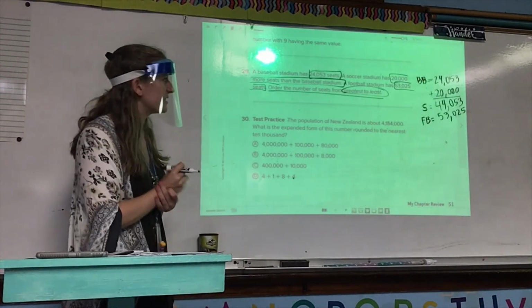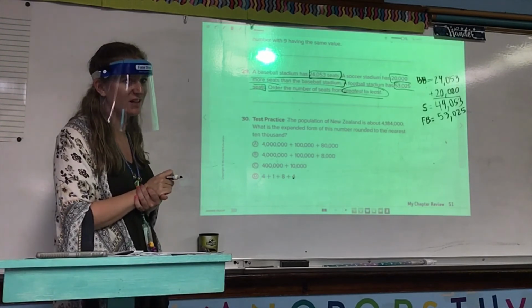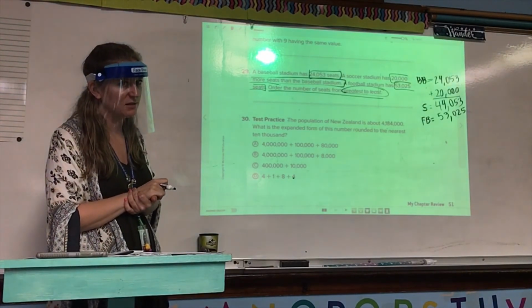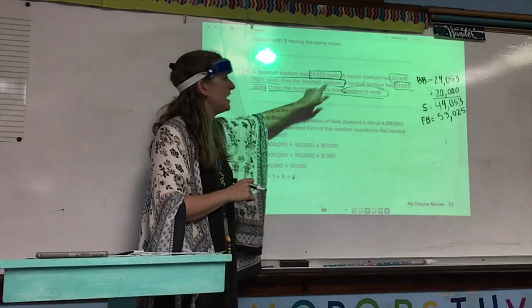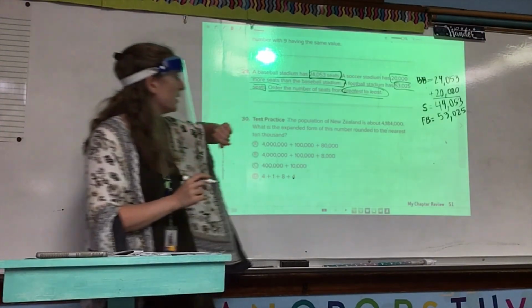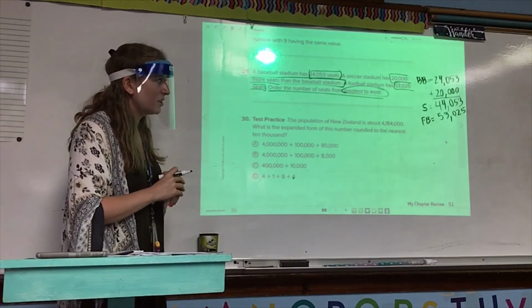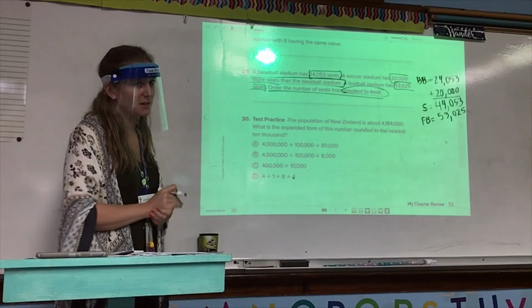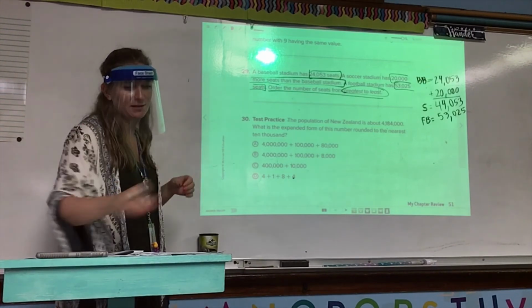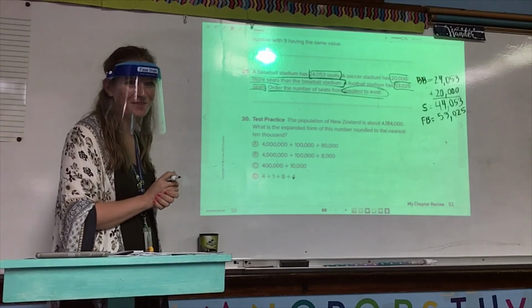So are we putting the word for the stadium, or are we putting the number for the amount of seats? Number, because number of seats tells us we're doing a number, not a word. Greatest to least. So let's look at those numbers. Can you tell me which one is greatest? Now normally we work through this step by step, but we need to eat.